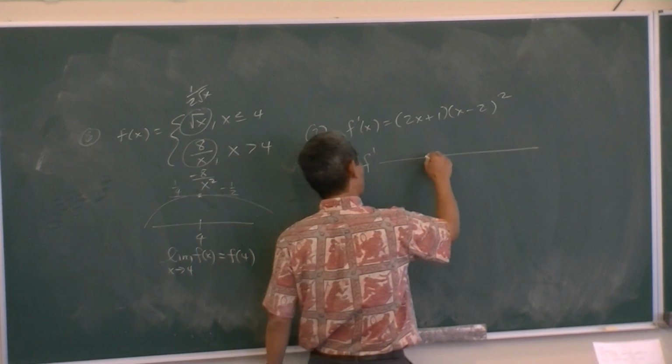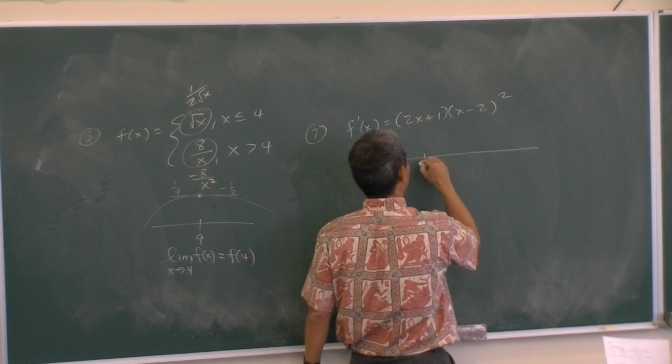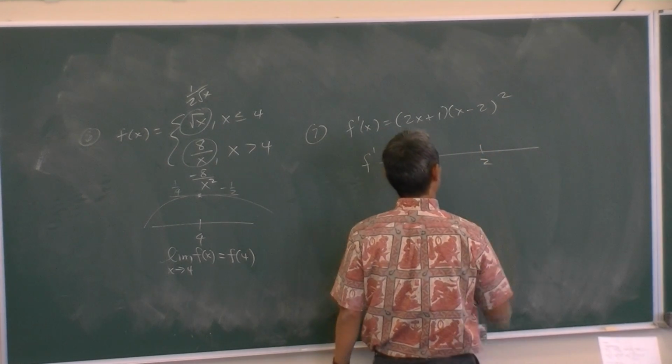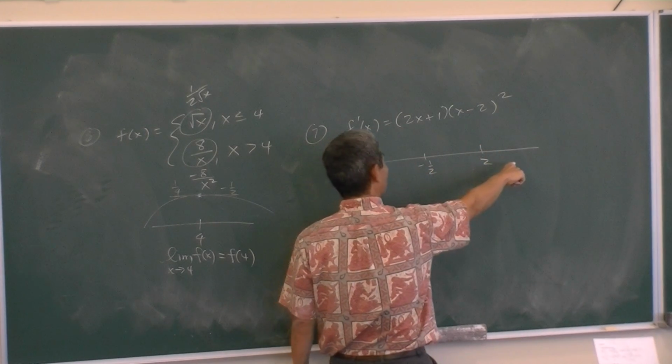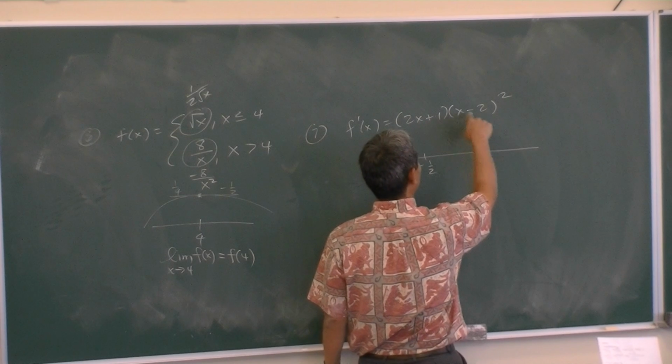What numbers go on this number line? Negative 1.5, negative half, and 2. And then you test. Think of a number bigger than 2. 3. Plug it in. Positive, positive.